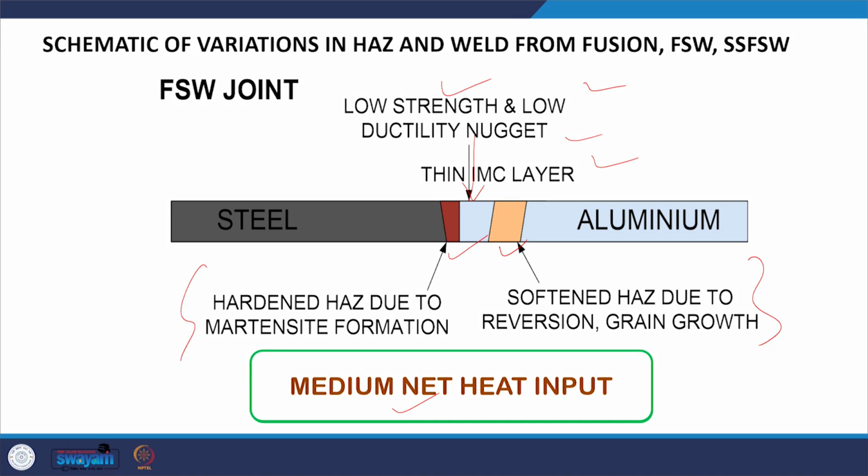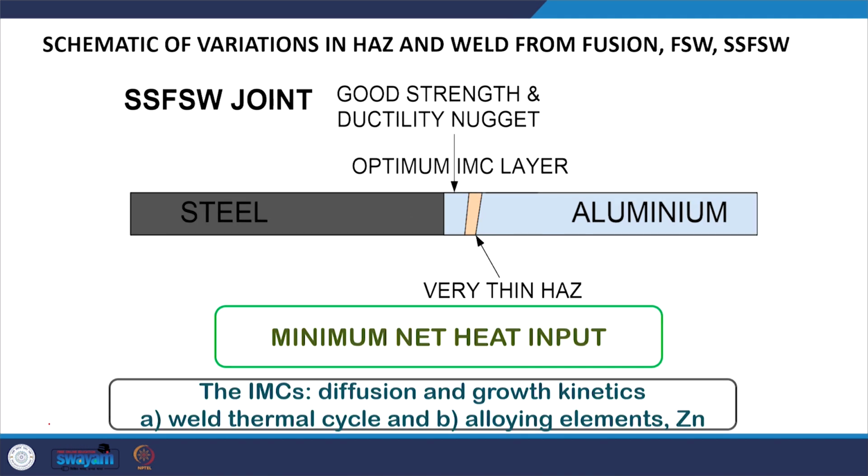It will be the best way if we use the stationary shoulder FSW. In this case, only the pin rotates and the shoulder does not rotate; the shoulder remains stationary. So, the HAZ is found on just one side and the IMC layer is also very negligible, and good strength and ductility are observed, especially due to the minimum net heat input for developing the sound joint.